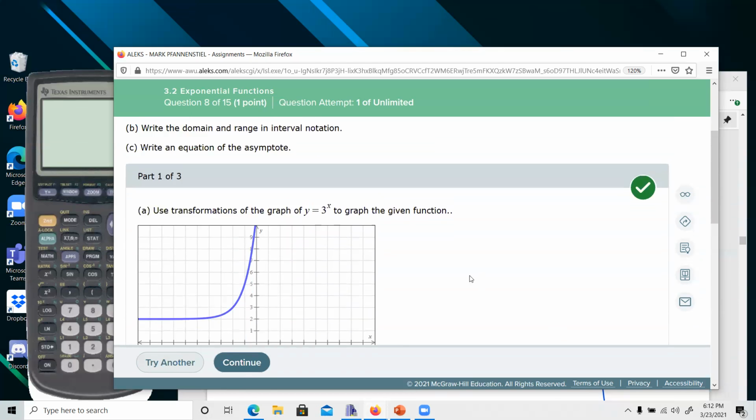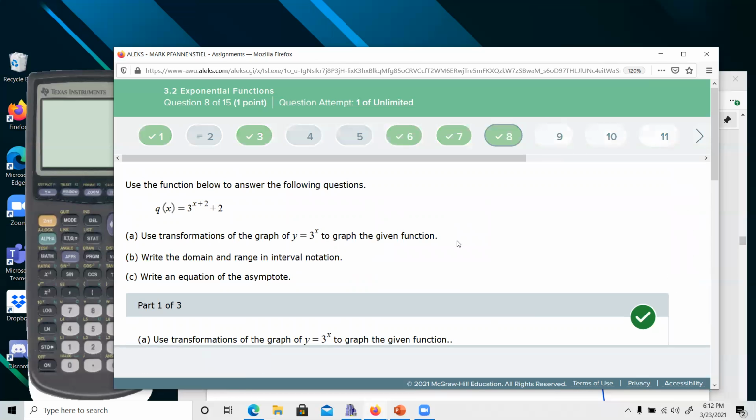Okay. So let's see here. Let's look at 9.